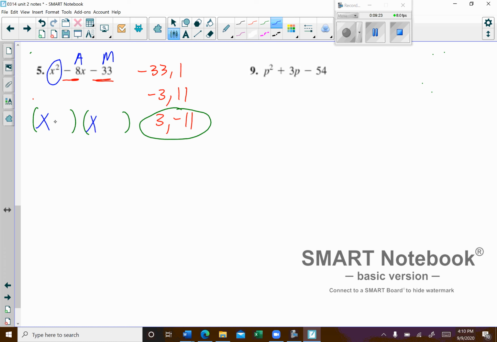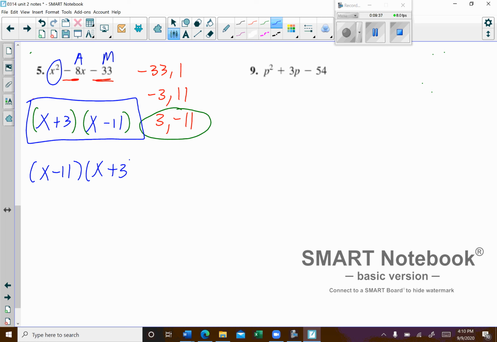And then let's see, I'm going to have a +3 and I'm going to have a -11. And there we go. That's my answer right there. If you were to FOIL this together, you'd go right back to what we have up above. And once again, it's okay if you would have put the -11 first and then the +3. That's okay. The main thing is that the minus is with the 11 and the plus is with the 3. Other than that, you can switch the order of the factors.